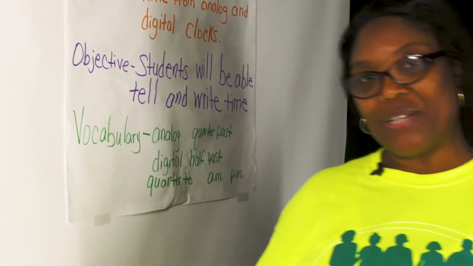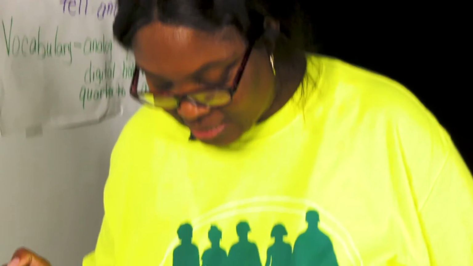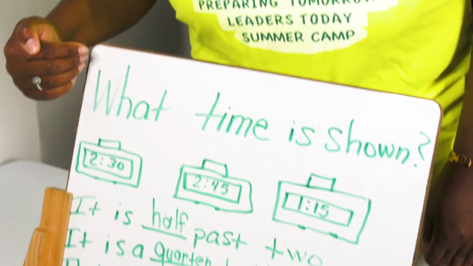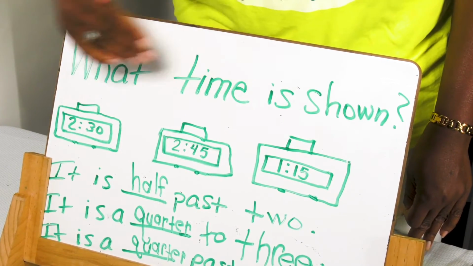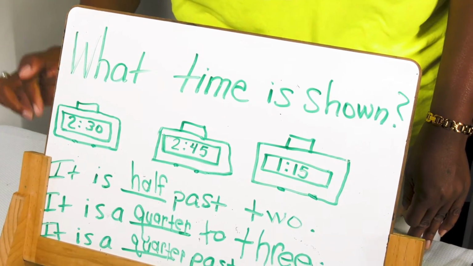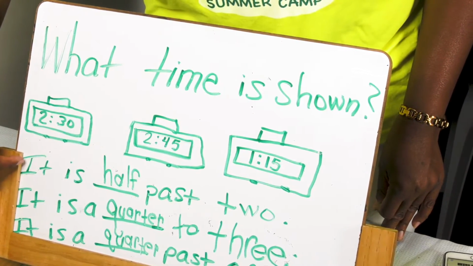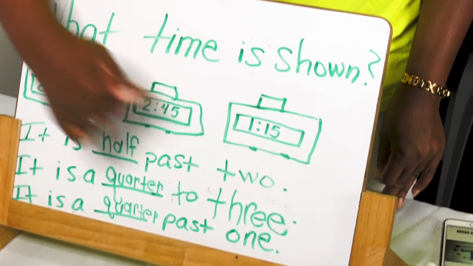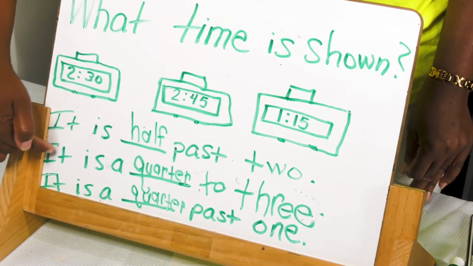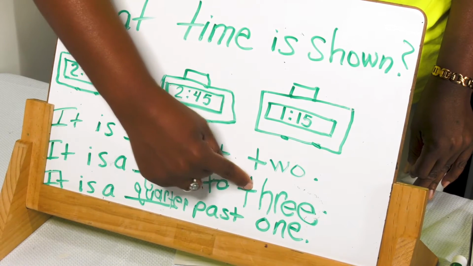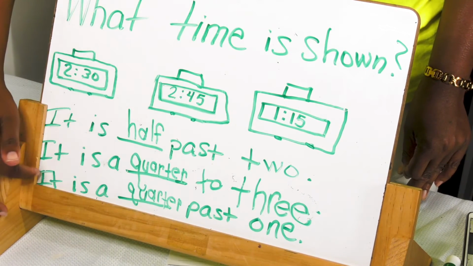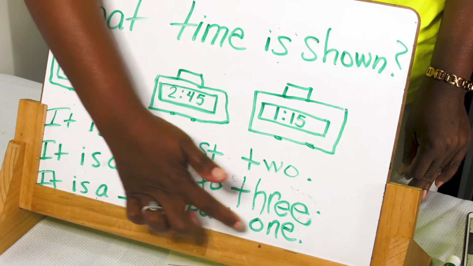All right, boys and girls, so today we're going to utilize a different form of clock, but we're going to review really quickly our last lesson. The last lesson we had to identify what time is shown. The digital clock was 2:30, 2:45, and 1:15. This one stated it is half past 2. That's this one. This one states it is a quarter to 3. And the last one stated it is a quarter past 1.